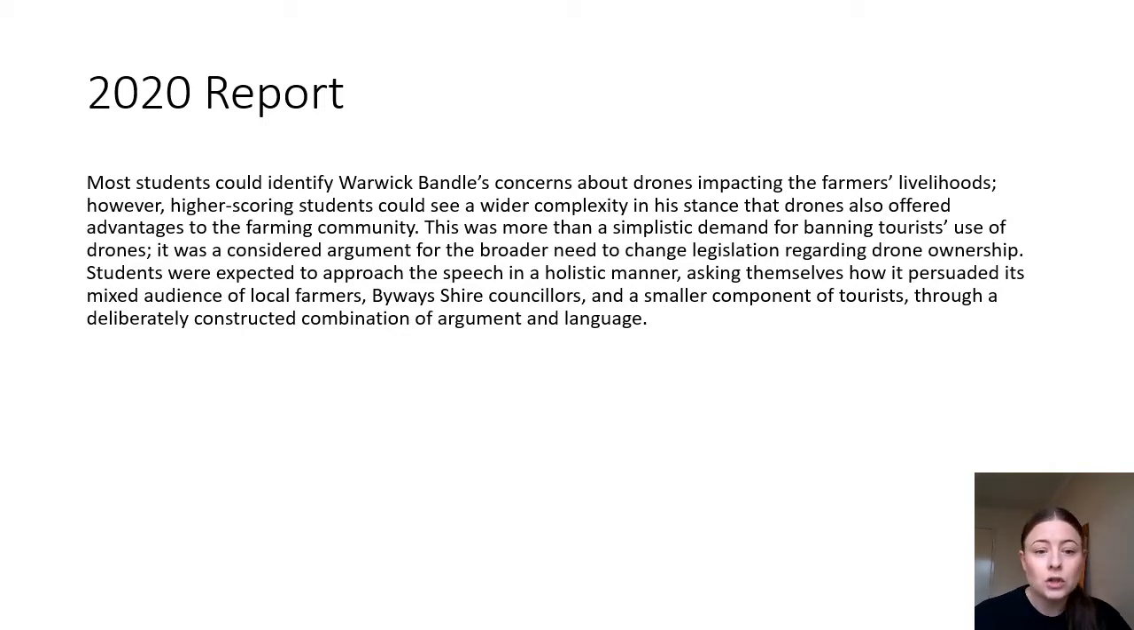So it says that most students could identify Warwick Bandle's concerns about drones impacting the farmers' livelihoods. However, higher scoring students could see a wider complexity in his stance, that drones also offered advantages to the farming community. So what we really want to pay attention to here is that they're asking for complex contentions. Often if the contention that you have outlined in your essay is one really short, simplistic sentence, you've probably missed the greater complexity behind the contention.